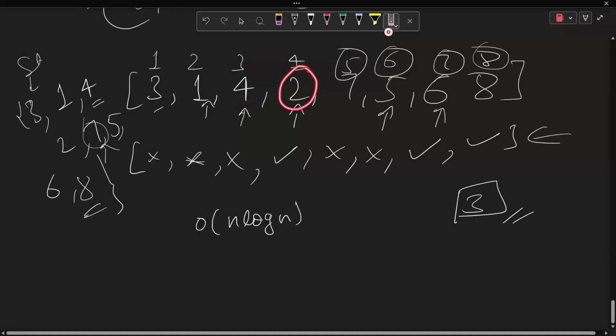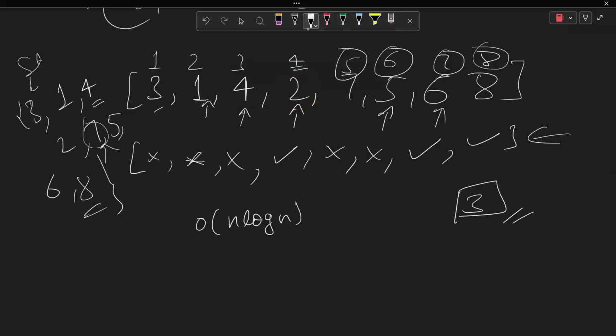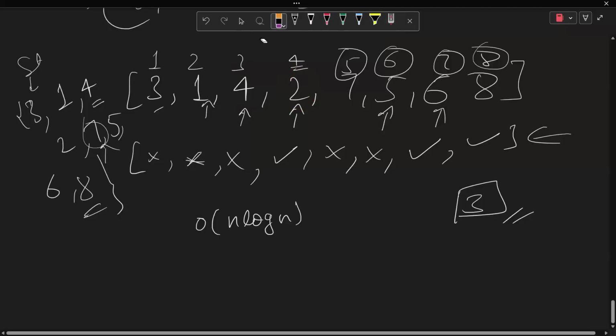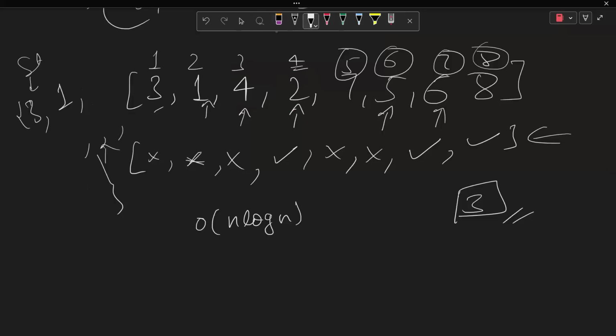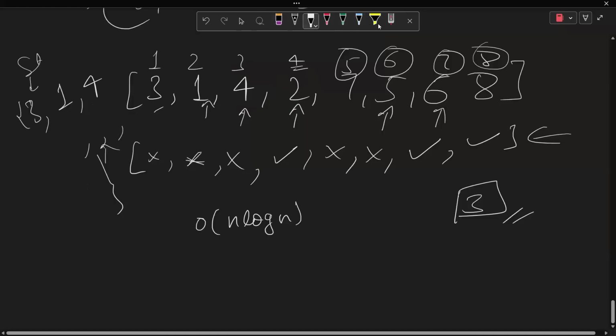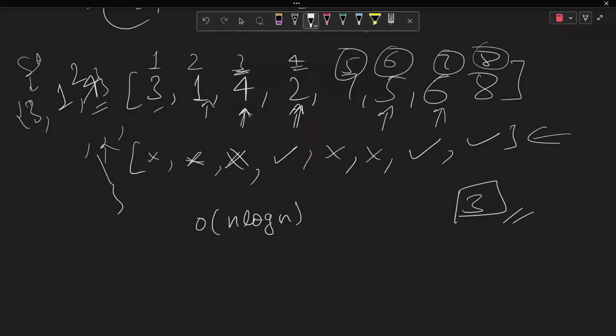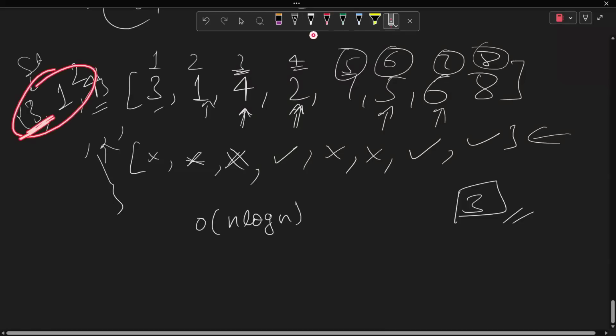Then again check. In our set, we had 1 and 3. When we reached 4, we inserted a 4. Now we checked: maximum value is 4, i is 3, not valid. Then we removed this 4 and inserted this 2. We removed A[i], inserted A[i] plus 1. Now check the maximum value in the set. For this set, maximum value is 3, equal to i. So now it became valid. Changed from invalid to valid.